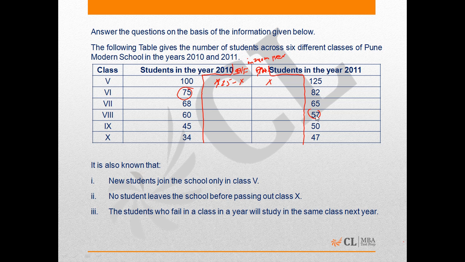And finally, it is given that the student who fails in a class in a year will study in the same class next year, which means if 10 students fail in class 5th in 2010, these 10 students will study in the same class in 2011. So the case for new joinee would be for only class 5th.